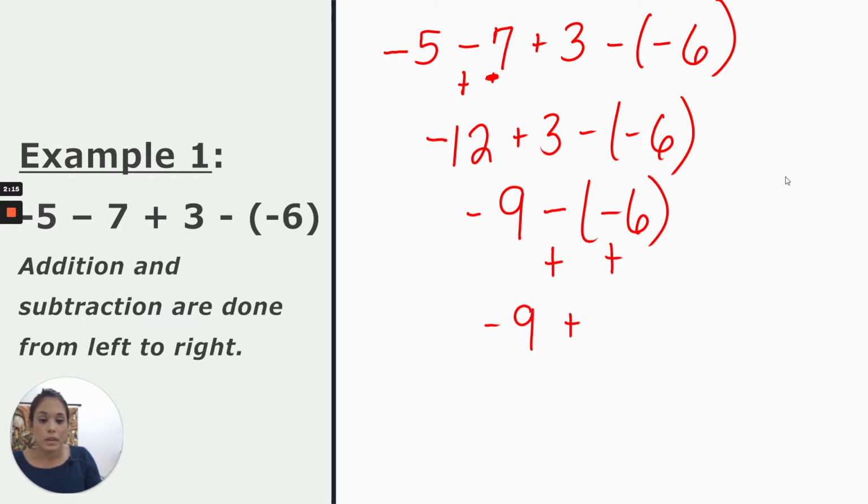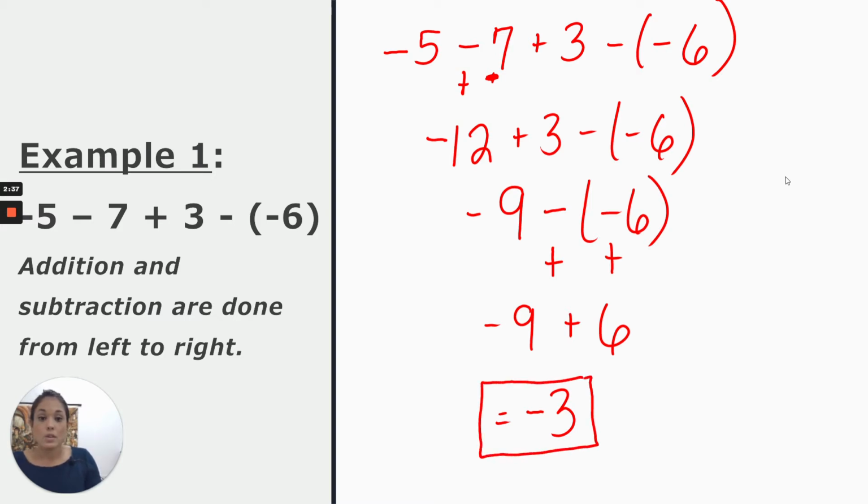So this is a -9 plus +6. If I apply the addition rule, I will take the absolute value, subtract the smaller from the larger. 9 minus 6 is 3, and I keep the sign of the larger absolute value, which is -3.